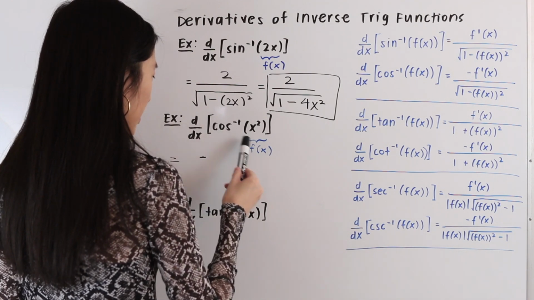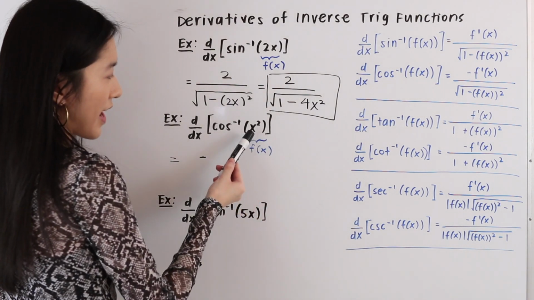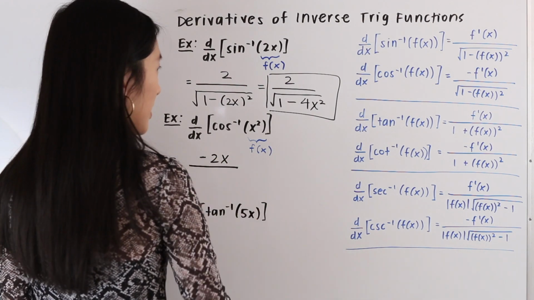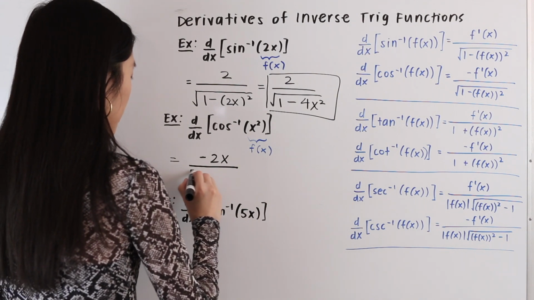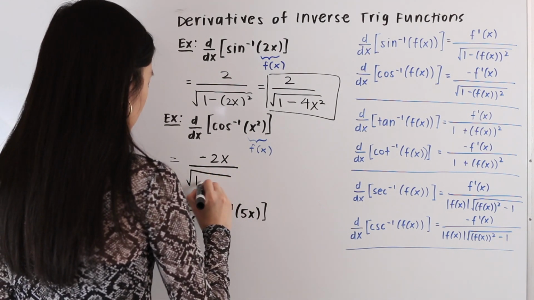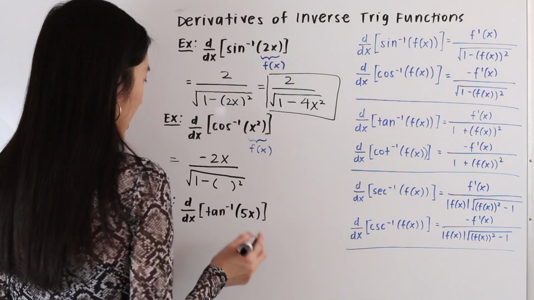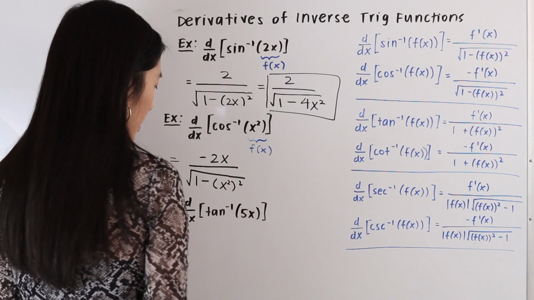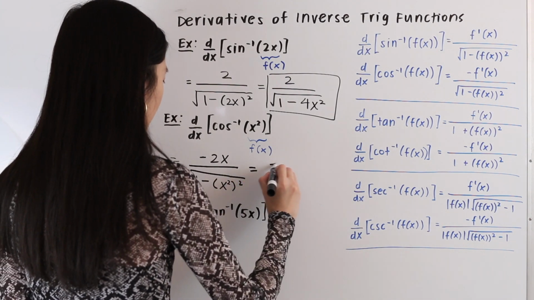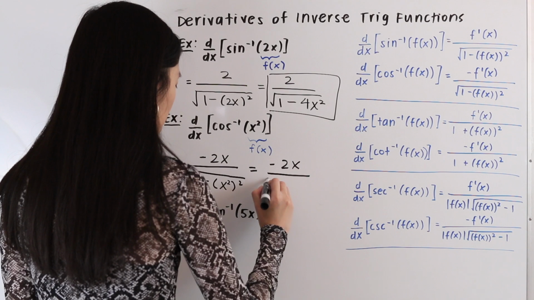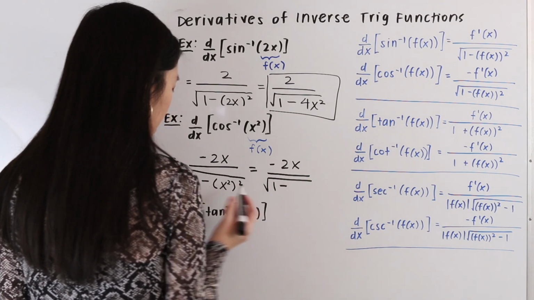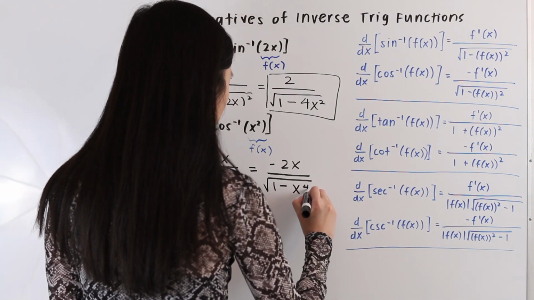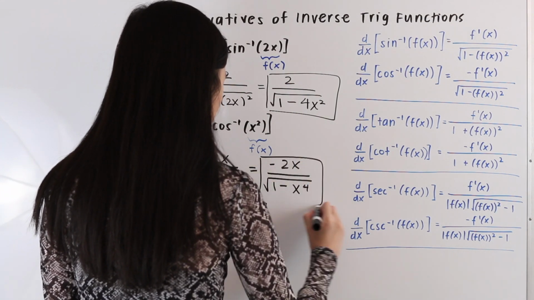And now let's take the derivative of f of x. The derivative of x squared is just equal to 2x. So we have negative 2x in the numerator, and this is over the square root of 1 minus f of x squared. Now let's plug in f of x. So f of x is just equal to x squared. Okay, and now let's simplify. So we have negative 2x over the square root of 1 minus x squared squared, and that is equal to x to the fourth. And so this is our final answer.